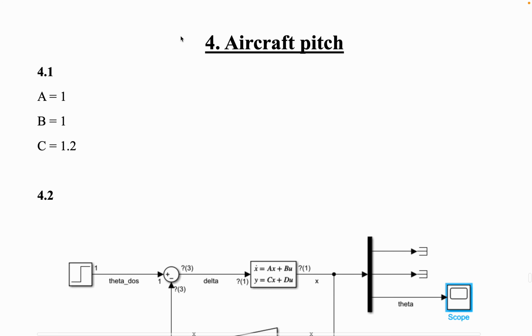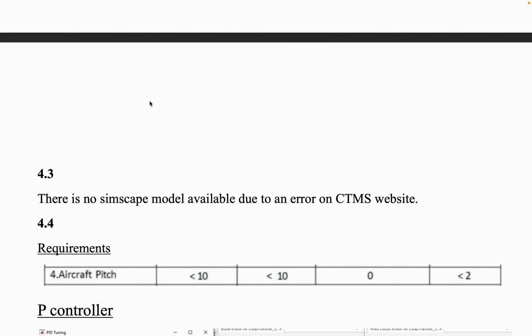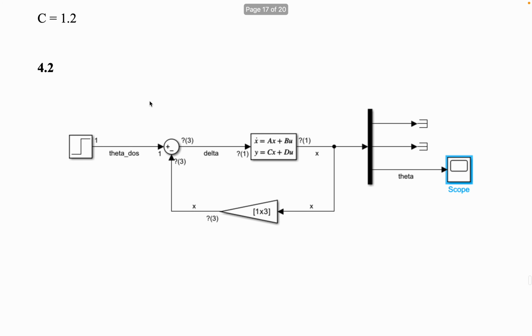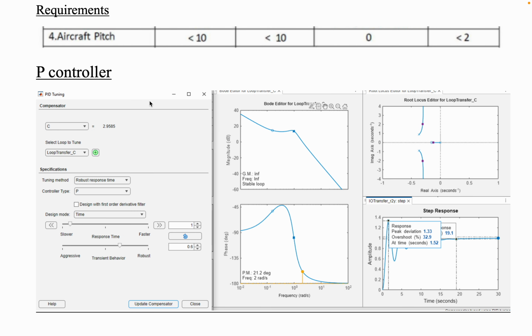Last but not least, part 4, aircraft pitch. The parameters are A equals 1, B equals 1, and C equals 1.2. Now, because of the CTMS website error, I could not obtain a SimScape model, so I will use a transfer function model instead. For the P controller, it improves speed slightly, but the steady state error still remains. In root locus, there is a small shift in the pole, and for the Bode diagram, we have small margins.